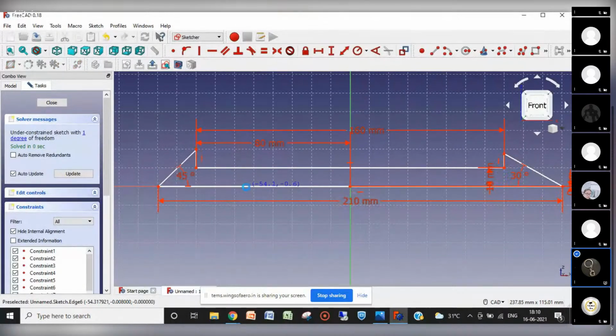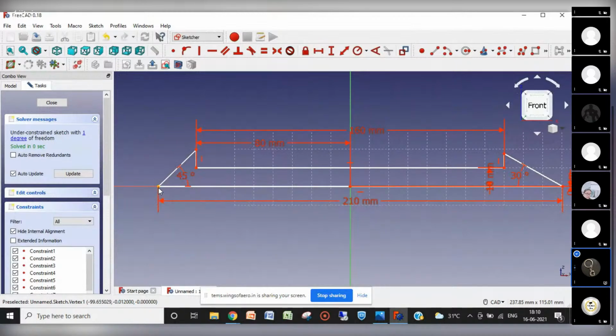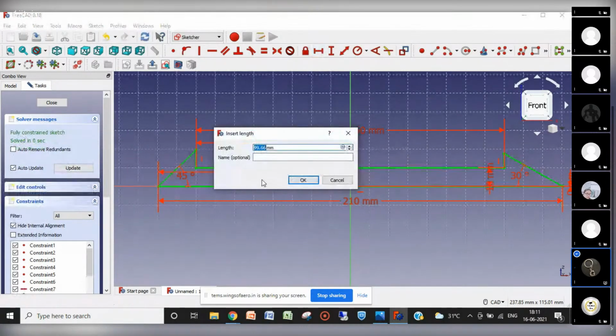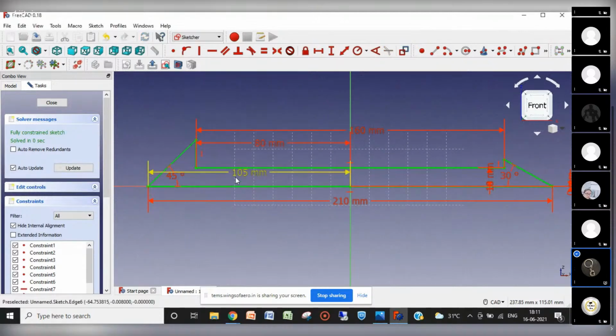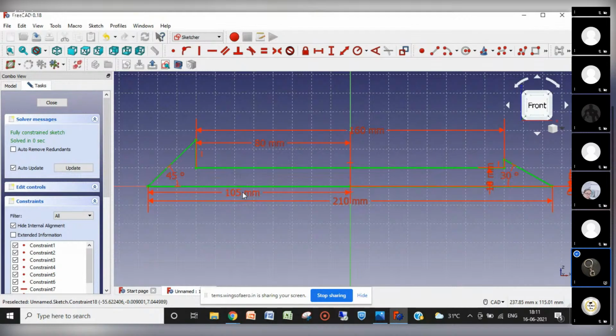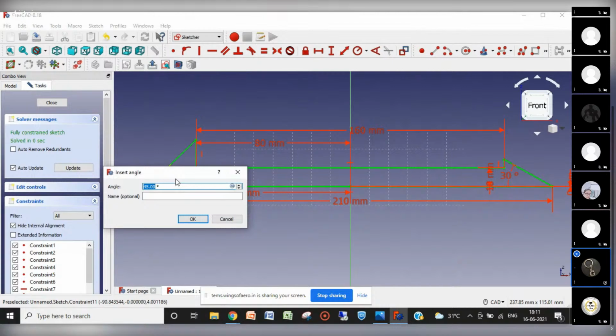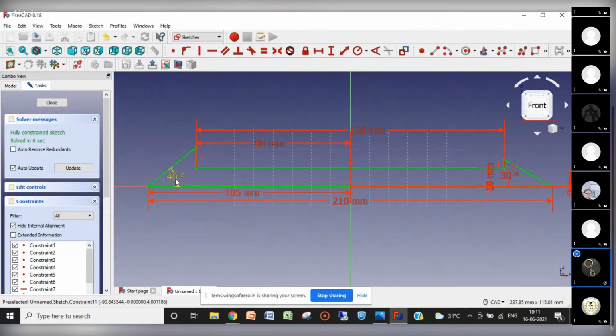Now still one dimension is left. 210. This point and center point horizontal dimension. 210 half would be 105. Enter. Let it be 40. Yeah, it is fine. Looking much better.